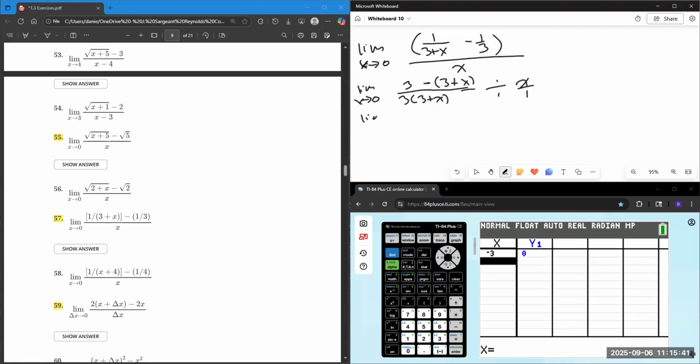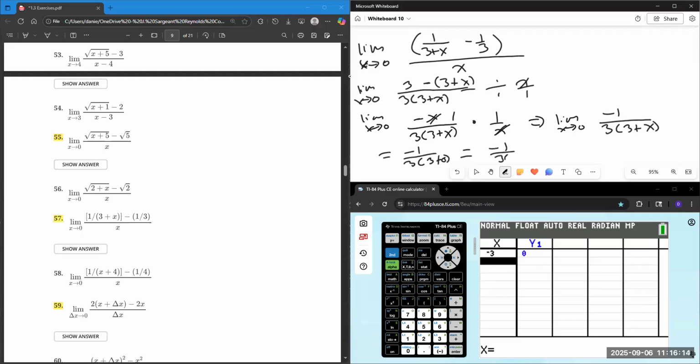So this is going to be the limit as x goes to 0 of 3 minus 3 plus x, and 3 minus 3 is 0, leaving a negative x over 3 times 3 plus x, times 1 over x. Cancel that, which multiplies to give me the limit as x goes to 0 of a negative 1 over 3 times 3 plus x. That is equal to a negative 1 over 3 times 3 plus 0, or negative 1 over 3 times 3, which is a negative 1/9 for my limit.